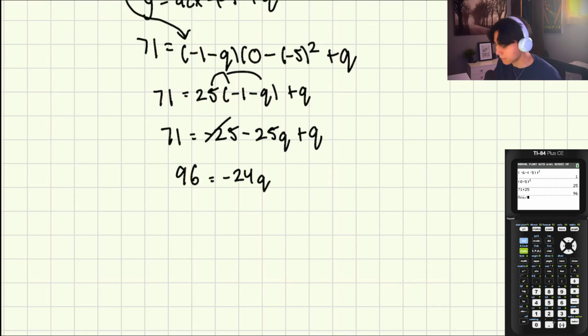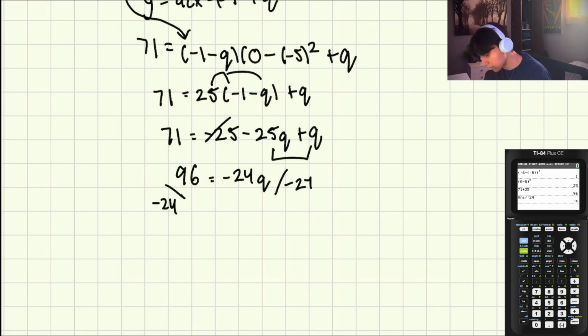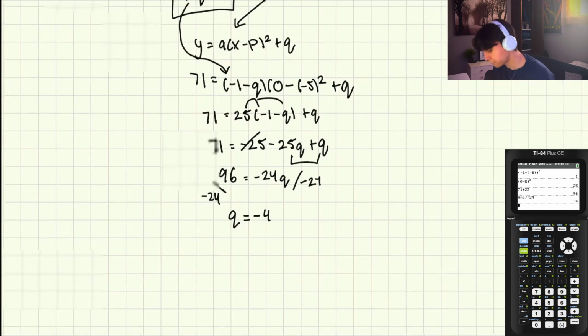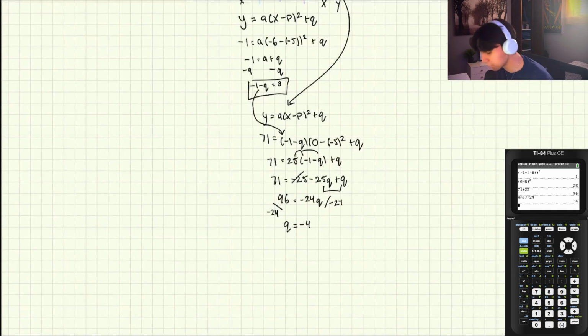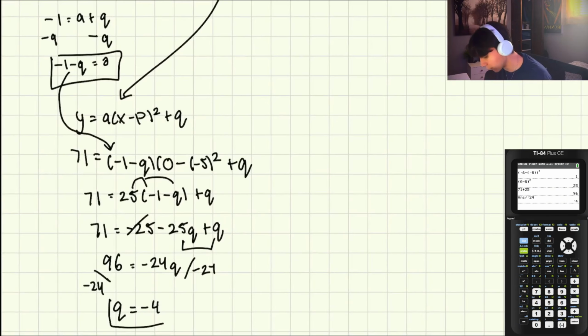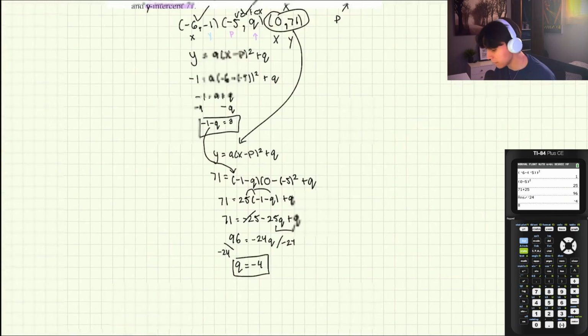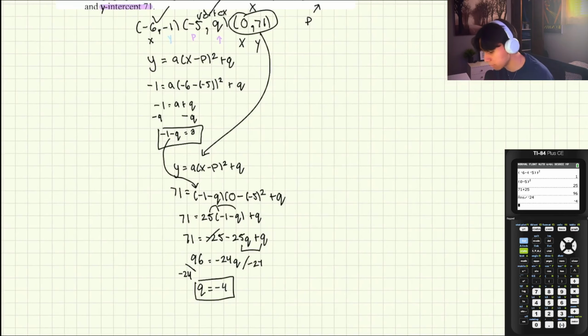So now we're going to divide both sides by -24 to isolate for our q, because we've combined like terms here. You're going to get q is equal to -4. So a lot of work just to find one variable, but now that we found -4 is equal to q, how can we find a? So technically you could use this formula here and use all your newfound points once again.